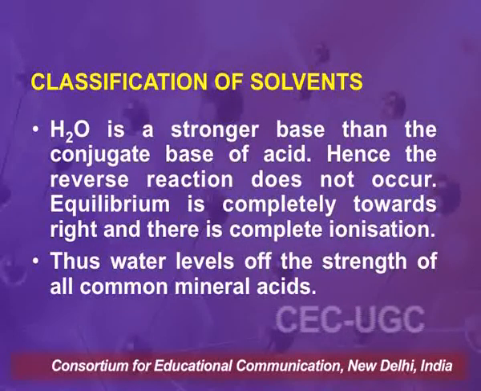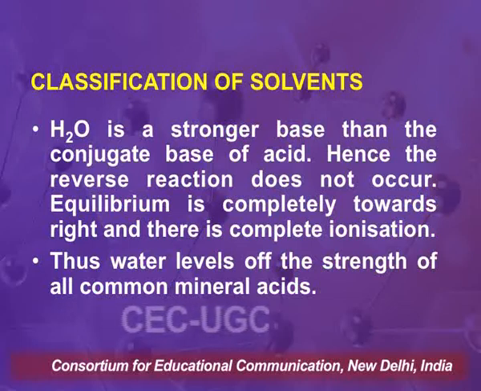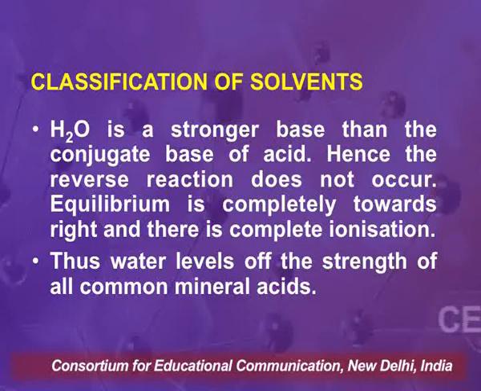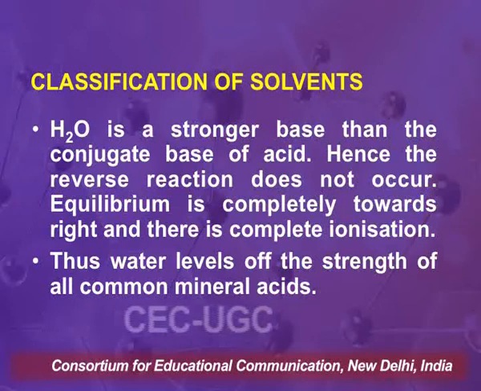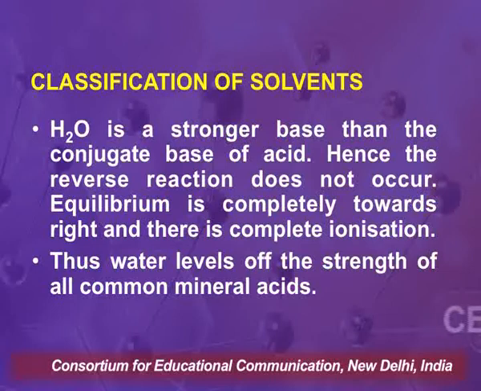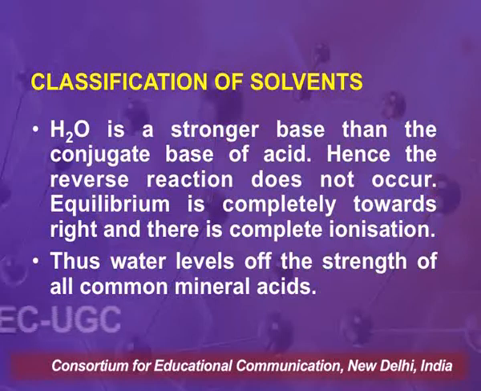Water is a stronger base than the conjugate base of the acid. So the conjugate base of the acid is chloride in this reaction. Water is a stronger base than chloride. Hence, the reverse reaction does not occur. That means the reaction which we have just seen proceeds to completion. Equilibrium is completely towards the right and there is complete ionization. Thus, water levels off the strength of all common mineral acids.